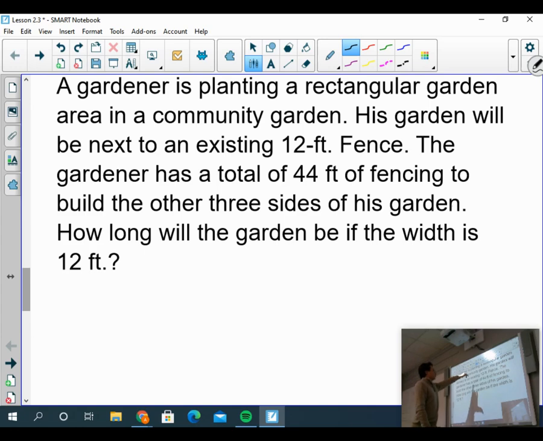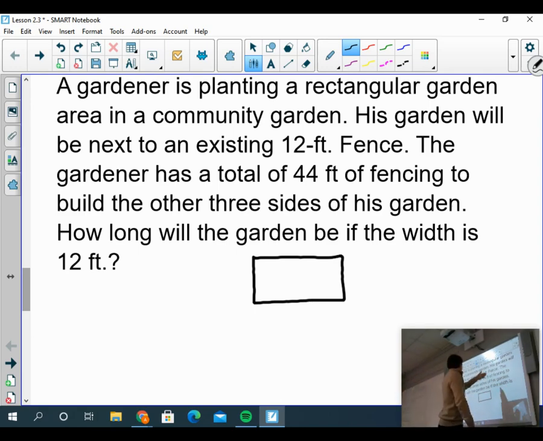So we have a gardener planting a rectangular garden area in a community garden. So we're in a community garden. If you don't know what a community garden is, it's a broad gardening space where multiple people can garden. So our gardener is planting a specific rectangular garden. So I'm going to draw a rectangle here in the community garden. So our garden is somewhere in the community garden.